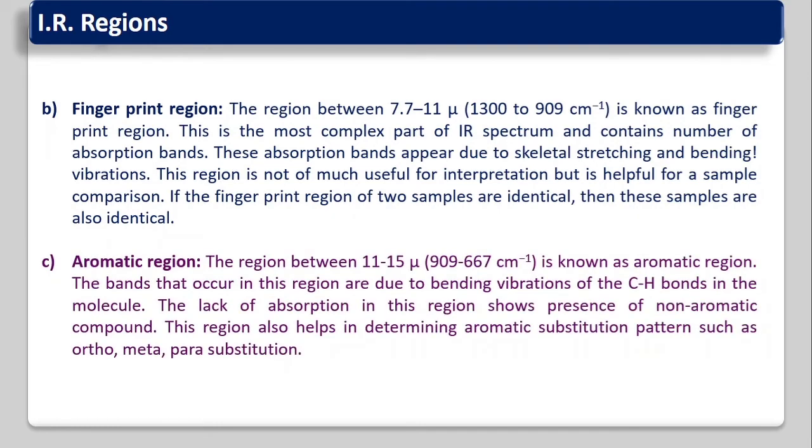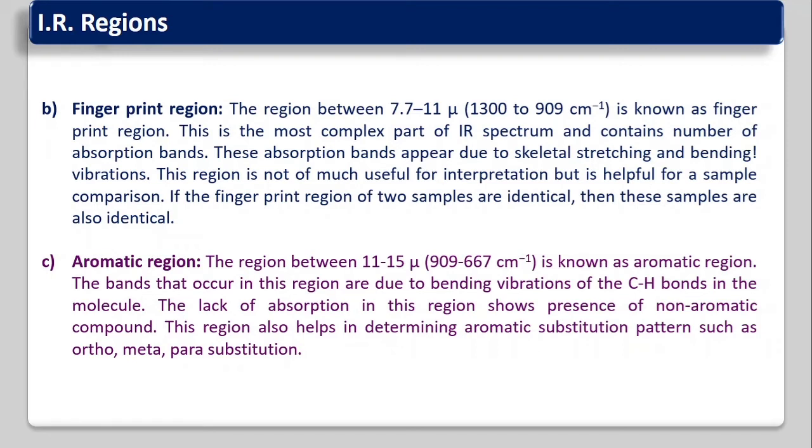Third region is the aromatic region. This region is between 11 to 15 micrometer, that is 909 to 667 centimeter inverse, known as the aromatic region. The bands that occur in this region are due to bending vibrations of CH bonds in the benzene. The lack of absorption in this region shows the presence of non-aromatic compounds. This region also helps in determining the aromatic substitution pattern, such as ortho, meta, para, monosubstituted, disubstituted, or trisubstituted.